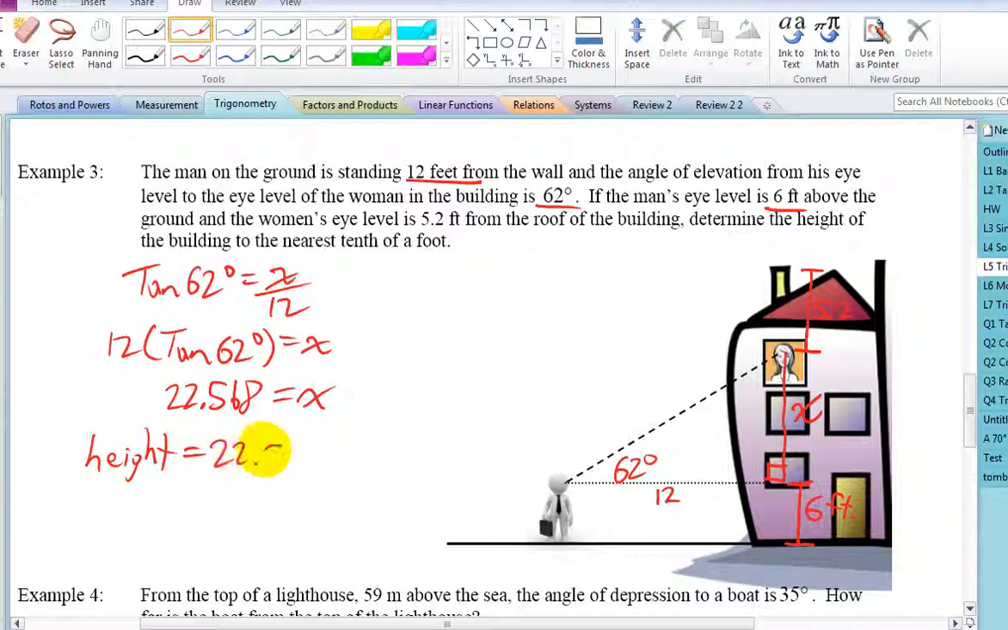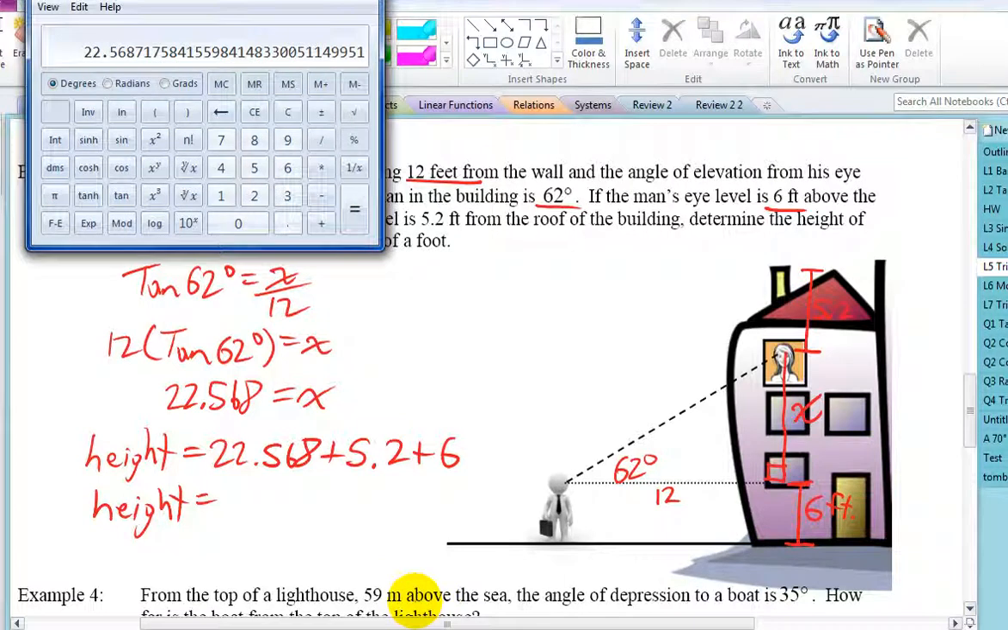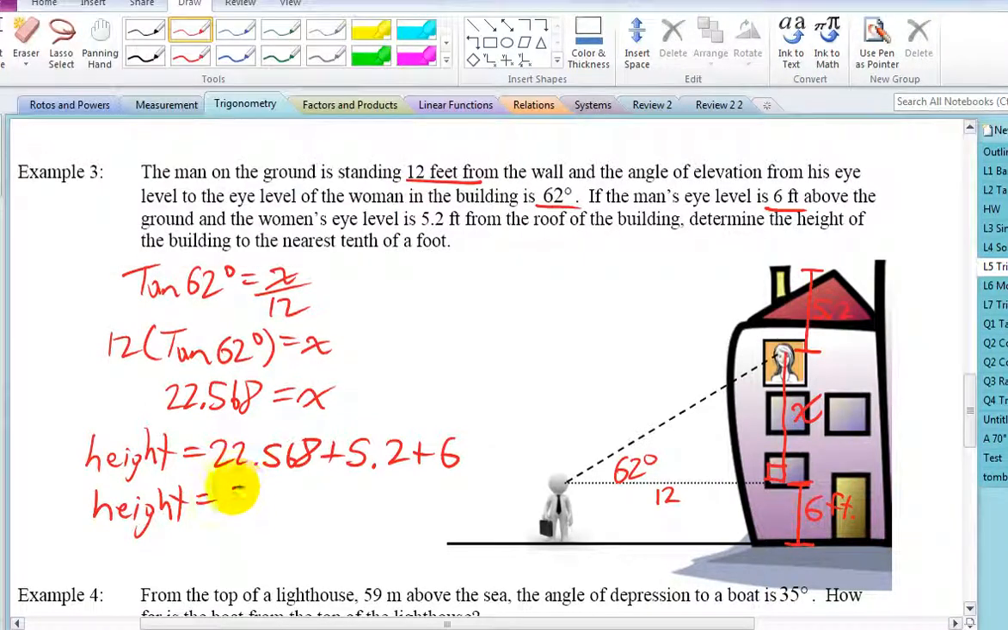Good. So then you're going to add the other dimensions to make sure you have the full height. Okay, because we're just finding the middle piece. We want to make sure we add the other pieces. And once it's on our calculator, it's easy. We just take the number and add the other ones. And then we get 33.76.